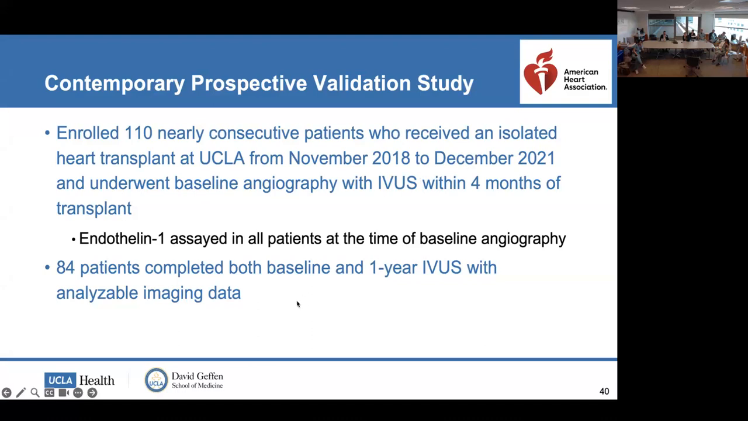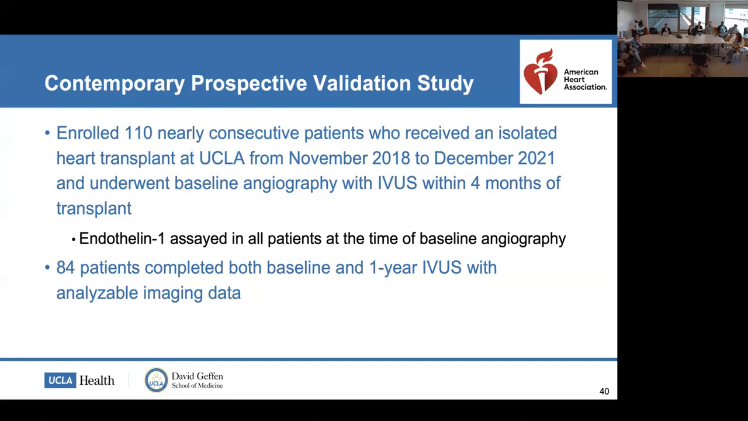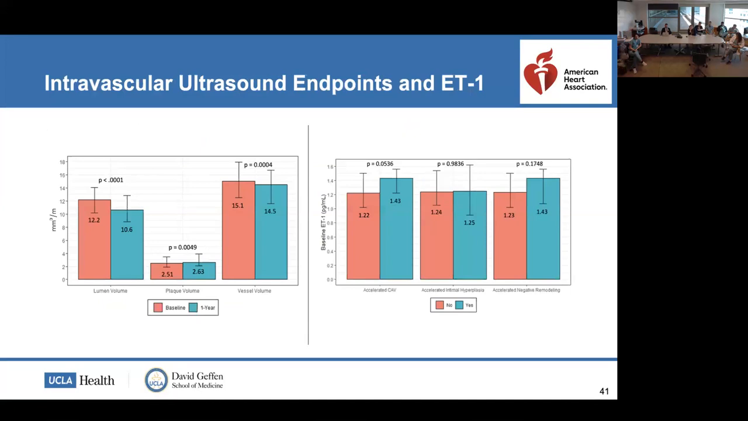And of these 110, 84 patients total had both baseline and 1 year IVUS done with analyzable imaging data. As you can imagine, only a few patients passed away, but a lot of patients repatriate back to Kaiser or back to the Middle East, or can't get their 1 year angiogram done due to renal dysfunction or other comorbidities. So our final sample size was 84 patients.